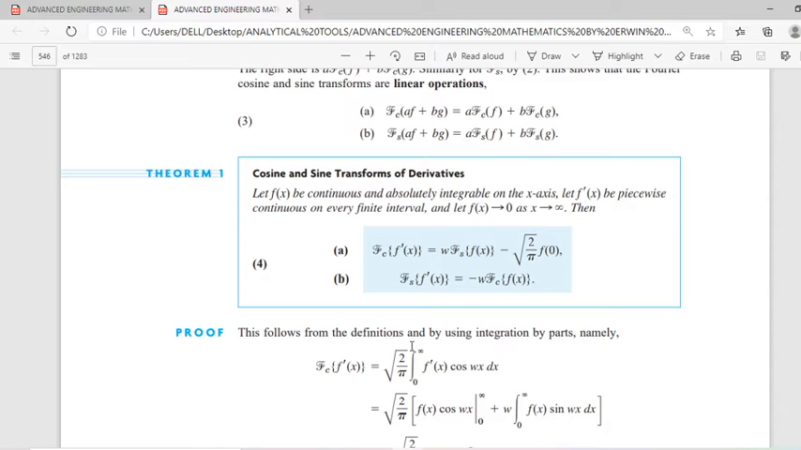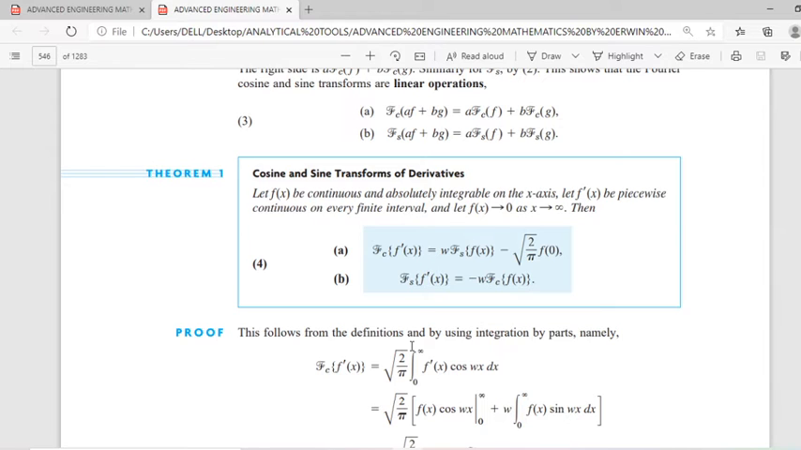Now we consider cosine and sine transforms of derivatives. So what will that be? That's a good research problem. What will be the cosine and sine transform of derivatives? What will be the cosine and sine transform of integrals? So these are some theorems that give answers to that type of question.